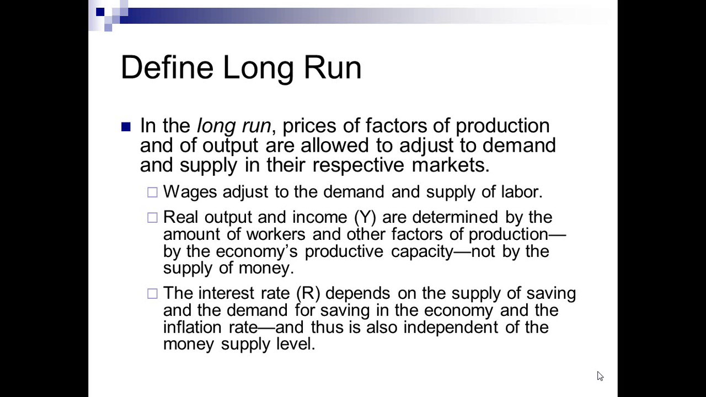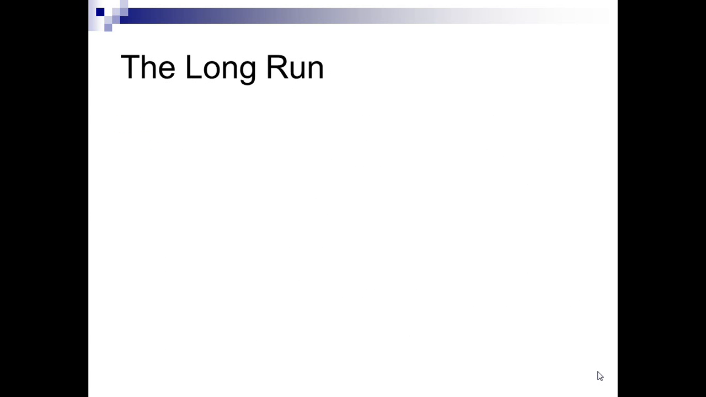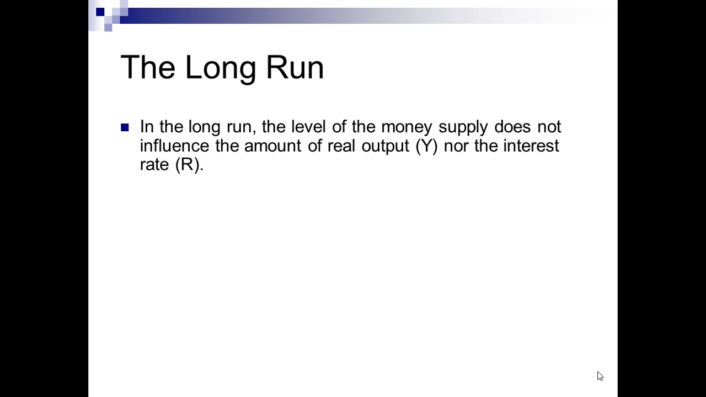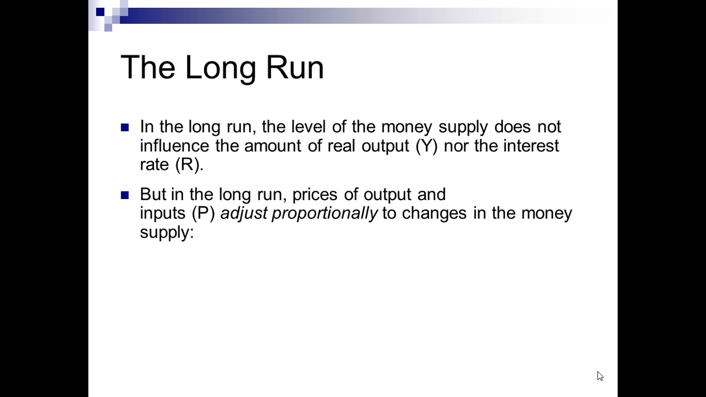The interest rate R depends on the supply of saving and demand for saving in the economy and the inflation rate. And thus it's also independent of the money supply level. So to summarize, in the long run, the level of money supply does not influence the amount of real output Y nor the interest rate R. But in the long run, prices of output and inputs, P, will adjust proportionately to changes in the money supply. And we can see that through the long run equilibrium condition, which we've seen before, which is the real money supply is equal to real money demand.